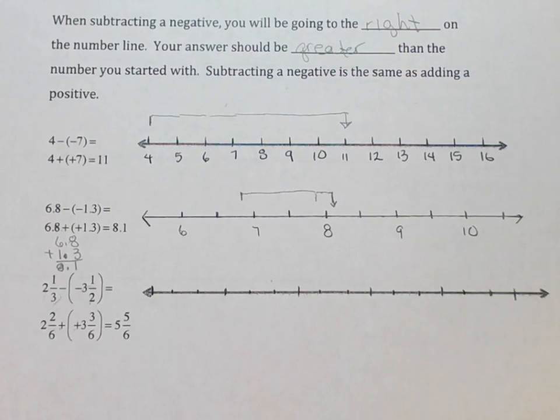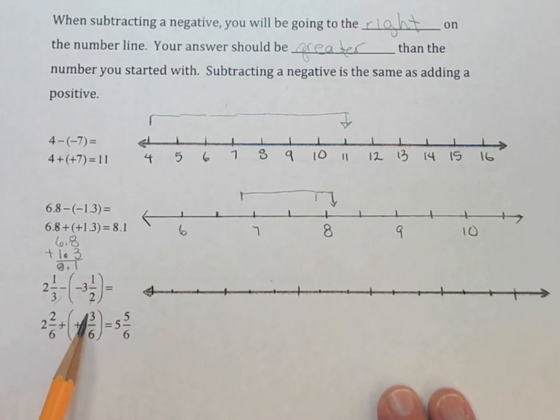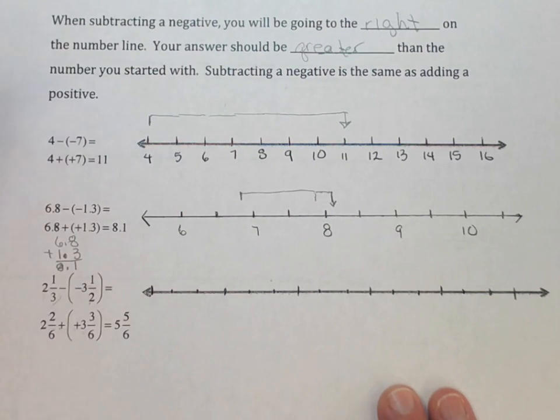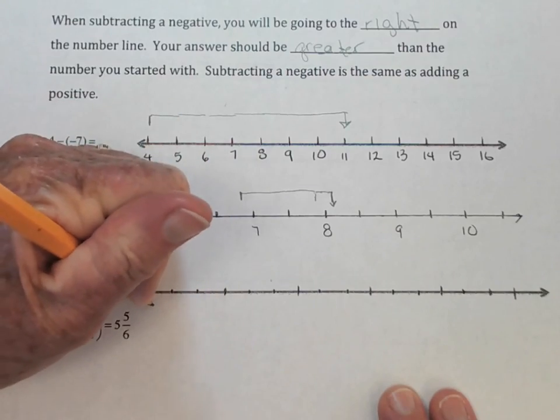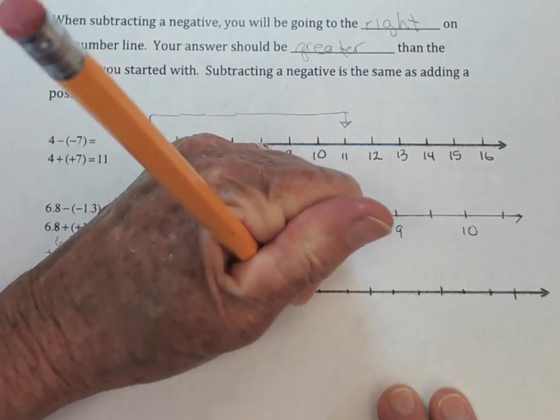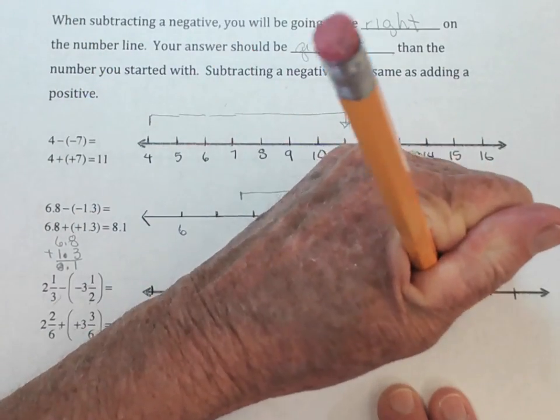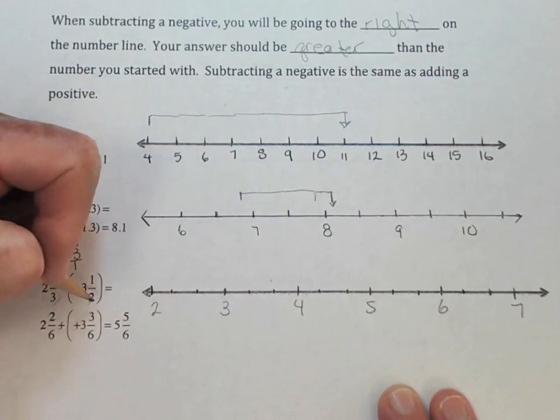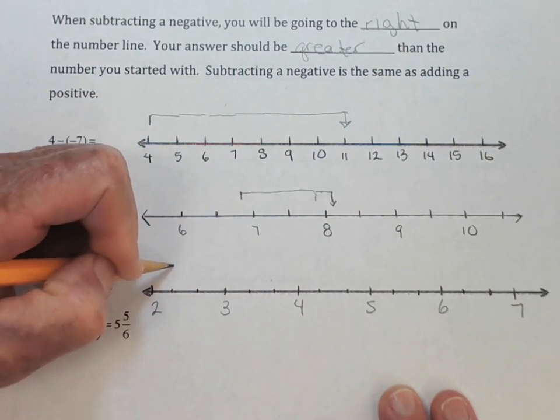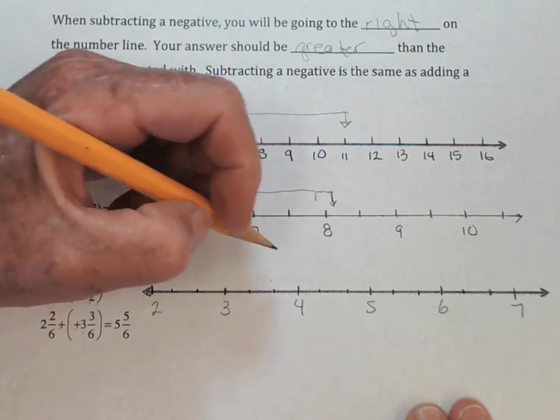And in this case, because I'm just adding, I'm just going to add my whole numbers and I'm going to add my numerators. So, shoot, I didn't put my numbers in. Okay, 2, 3, 4, 5, 6, 7. So we're going to start at 2 and 2/6, or 2 and 1/3. Right here, we're going to add 3 1/2.